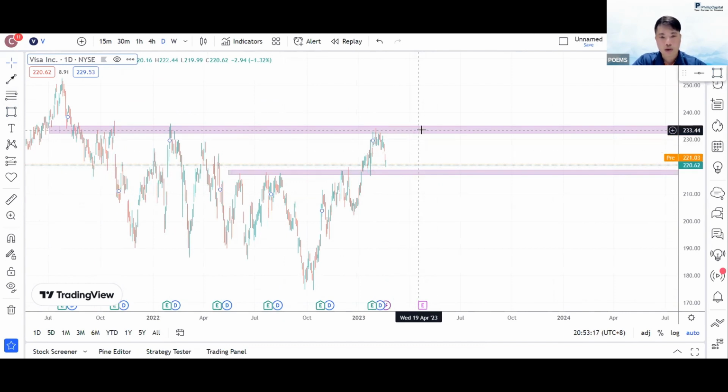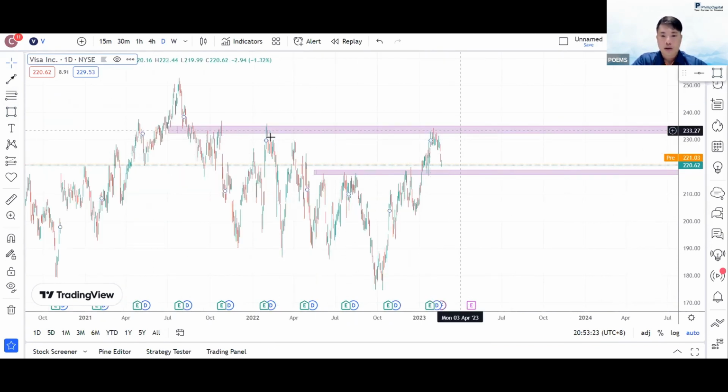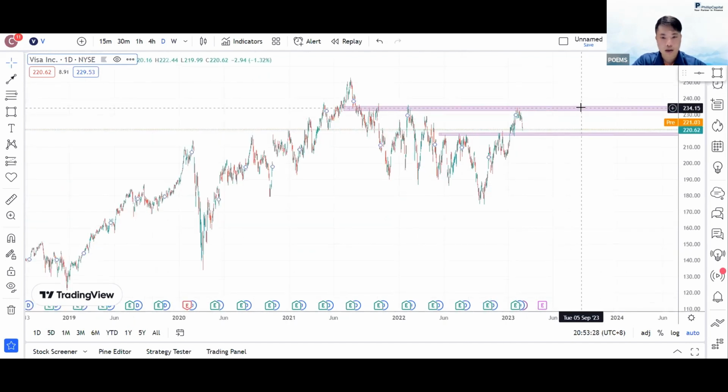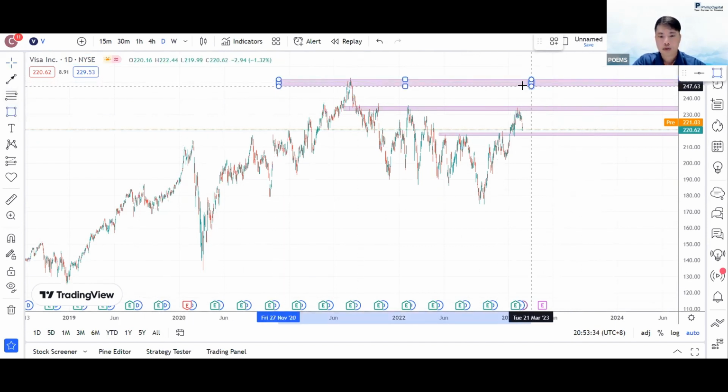Then it's whether or not it will continue to break the 233, 235 level. If this were to be broken, then we should see Visa continue the upward movement to somewhere around the 250 level. Okay.